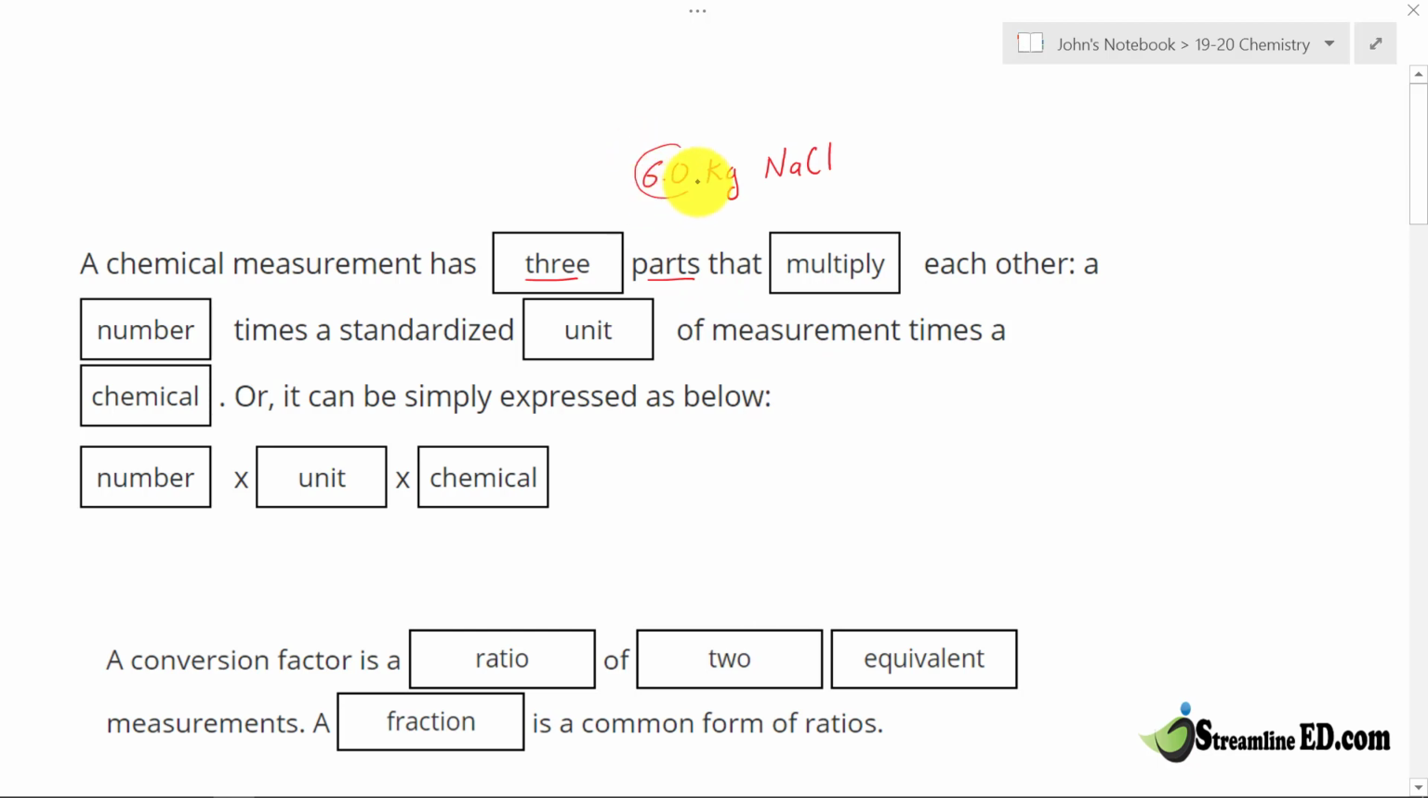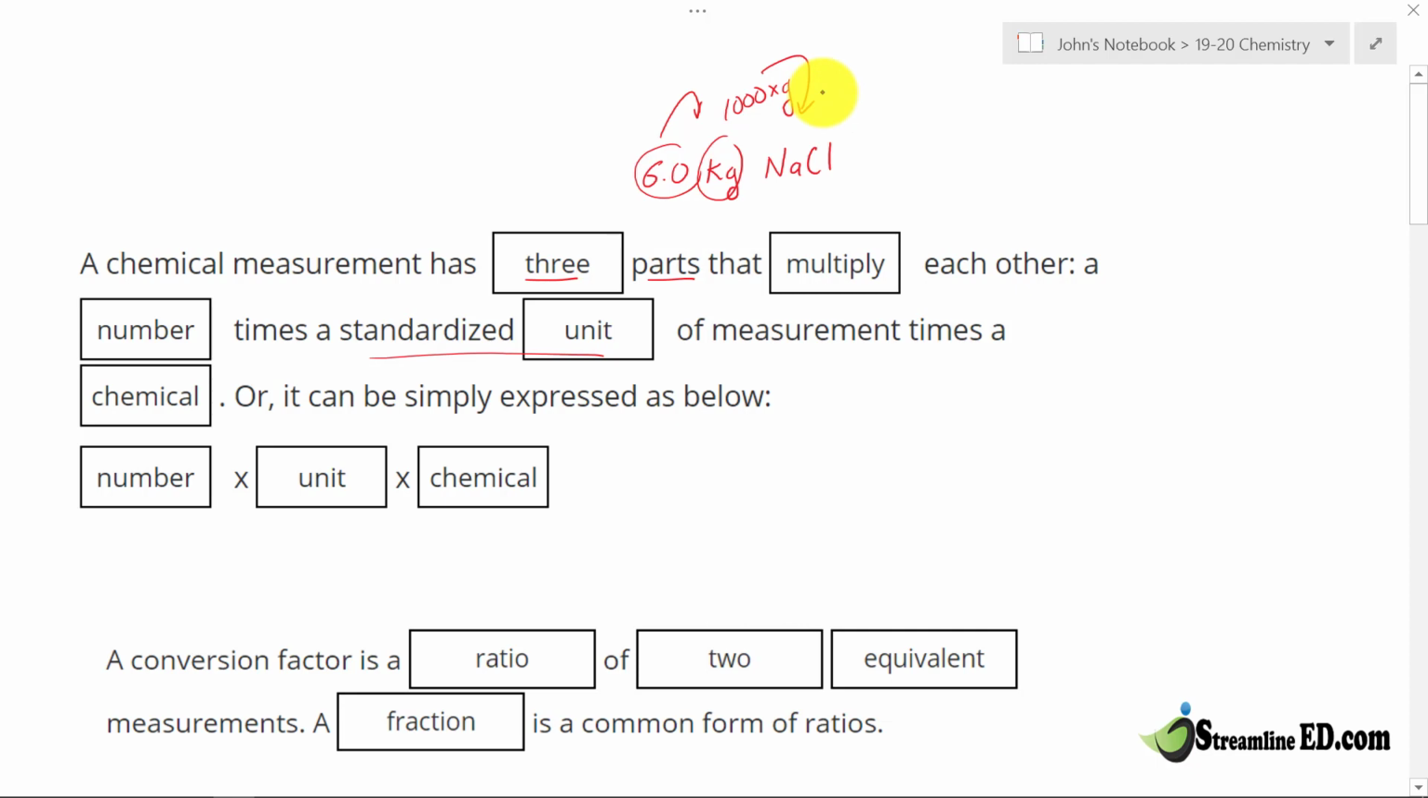First, we have a number. Okay, a number multiplied by a standardized unit. Well, this unit right here, kilogram, the prefix kilo is actually 1,000 times grams. And that is being multiplied by, or times, the chemicals. So they define each other, okay? And that is how a measurement in chemistry works.